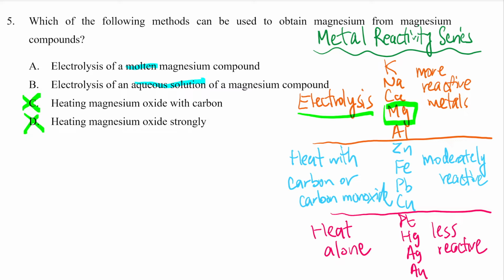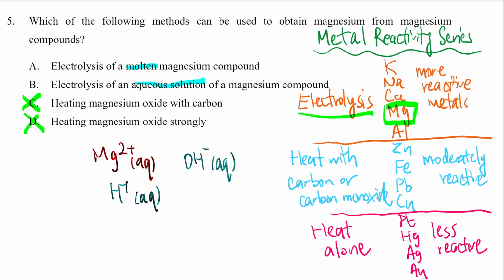Now this metal reactivity series bit was from book 1C in metals, but for this, I'll need some background knowledge from book 2B, redox reactions. So let us recall, in an aqueous solution of a magnesium compound, what ions do I have present there? The cations, the positive ion, is obviously magnesium ion. And don't forget, in an aqueous solution, I have hydrogen ions and also hydroxide ions. But my focus right now is only on the positive ion.